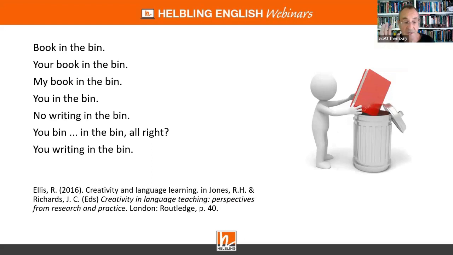This is the situation. A student in a classroom, this is a fact, Rod Ellis is watching this. A student threw their book in the bin. And another student, these are kids, these are teenagers, thought that it was so funny that he started to talk about it. And he said, book in the bin. Your book in the bin. My book in the bin. You in the bin. No writing in the bin. You writing in the bin.